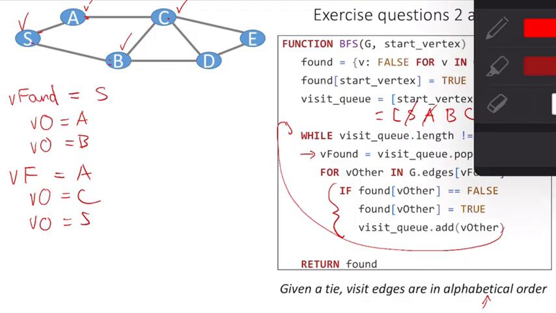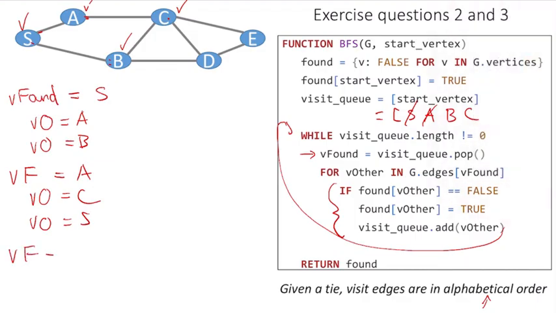So in the next iteration, we have vFound is equal to B, which means we had to have popped it out of the queue. And it has 3 edges connected to it. So alphabetically, we would say vOther is equal to C. We don't have to do anything. C's already been found. vOther is equal to D. We'll add D to the queue and check it off. And then vOther is equal to S. Nothing to be done there either.